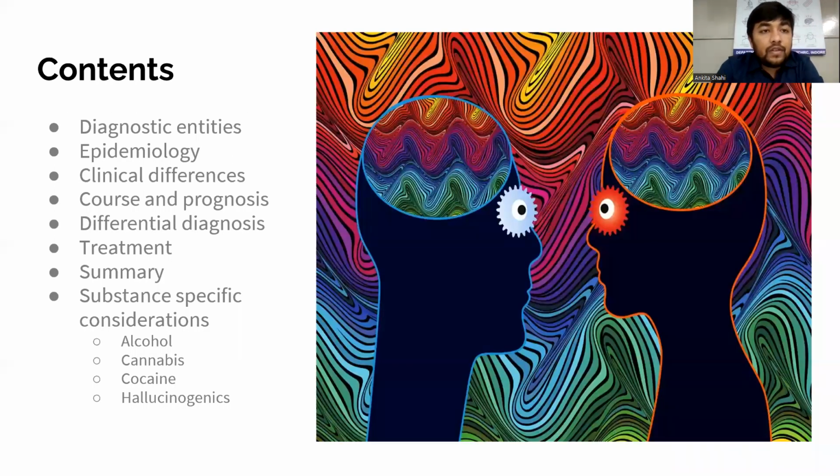So, the topics that we'll be covering are, first, we'll talk a little bit about the diagnostic entities, then we'll talk about the epidemiology, then the clinical differences between various types, course and prognosis, differential diagnosis. We'll talk a little bit about the treatment, and we'll also consider substance-specific disorders, like specific psychotic disorders in relation to alcohol, cannabis, cocaine, and hallucinogens.